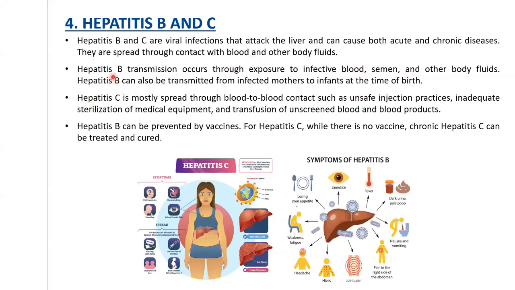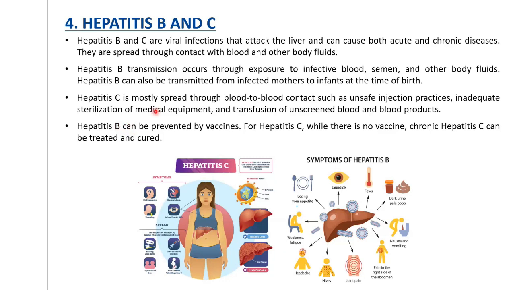Sometimes hepatitis B can also be transmitted through saliva, because most of the body fluids of that person are infected. Hepatitis C is mostly spread by blood-to-blood contact, such as unsafe injection practices, inadequate sterilization of medical equipment, and transfusion of unscreened blood and blood products. Hepatitis C is least likely to be transmitted through sexual contact, but still it can be transmitted by blood-to-blood contact. But hepatitis B can most likely be transmitted through saliva or intimate contact with a person who is already infected.